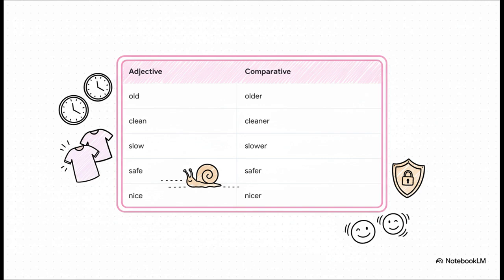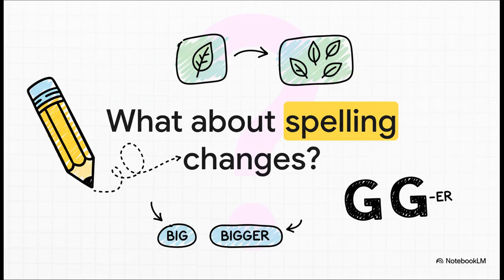And hey, notice with words that already end in an E, like safe or nice, you don't have to add another E, just pop an R on the end. Safer, nicer, super easy. But English, it always has a little twist, right? It's not always just a simple plug and play. Sometimes the spelling has to change a little bit, so what's up with that?